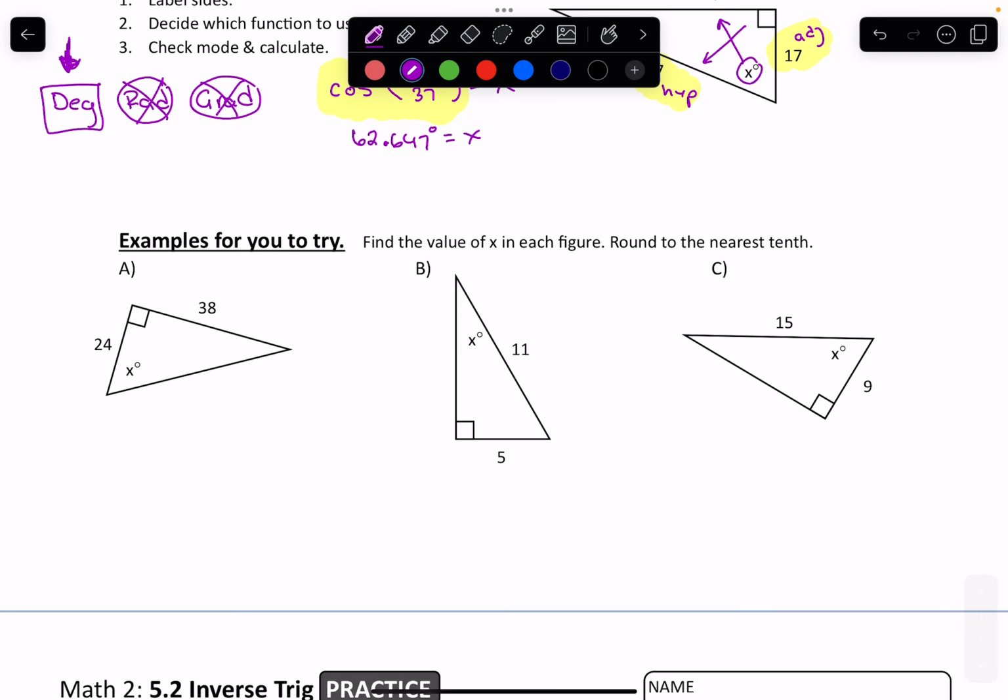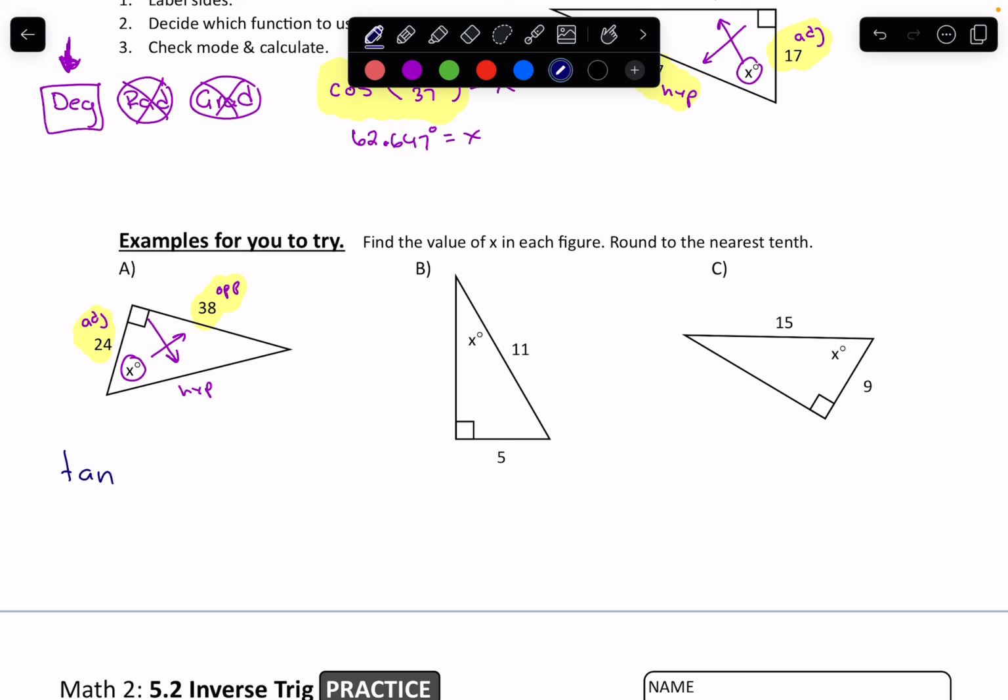Example A. I don't know the angle, so that tells me I'm going to use inverse trig to find it. Here's my 90. Across from my 90 is the hypotenuse. I almost wrote opposite. That would have been bad. Hypotenuse. Across from my x angle is the opposite side. See that one? I almost wrote hypotenuse. I'm losing it today. This is the opposite, which means my leftover is adjacent. So I know the adjacent, I know the opposite. Those 2 sides are what go with my tangent function.